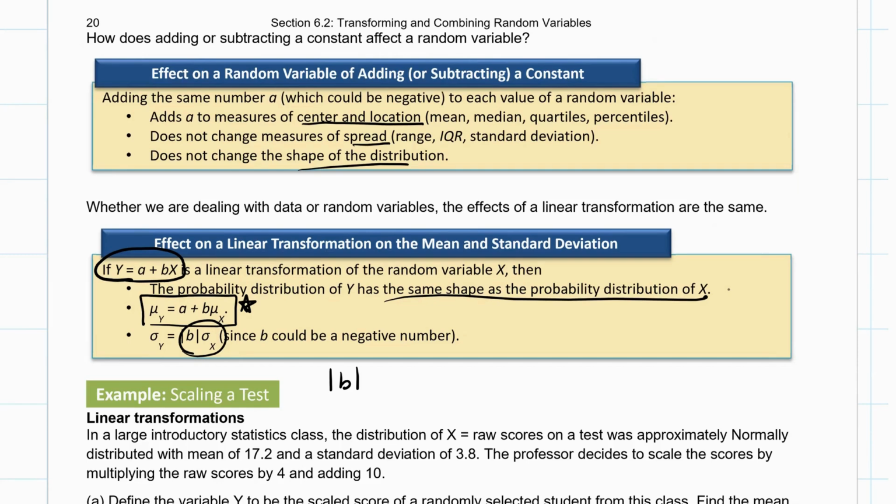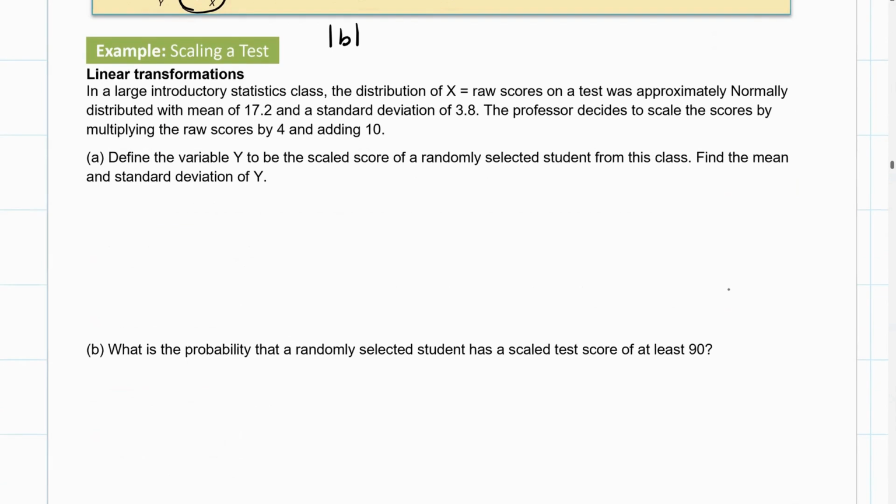Let's see this in action. It says, in a large introductory statistics course, the distribution X for all scores on a test was approximately normally distributed with a mean of 17.2 and a standard deviation of 3.8. I'm just going to write that up: 17.2, 3.8, normally distributed. It says the professor decides to scale the scores by multiplying raw scores by 4 and adding 10. In other words, Y is 4 times X plus 10. And so can you find the new mean?